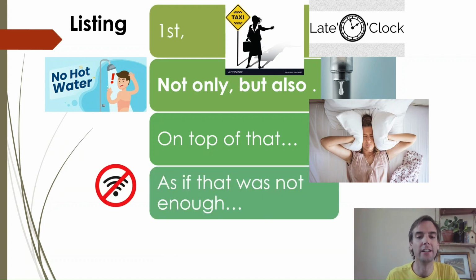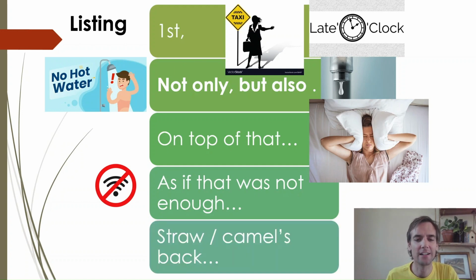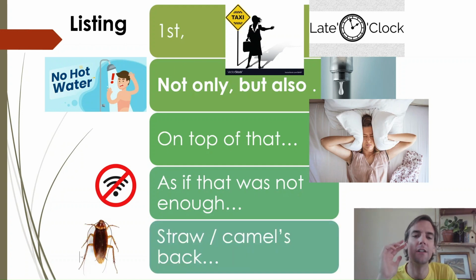And as if that was not enough, imagine that in the modern world. And then there's something with a straw and a camel's back. If you know this expression, trigger warning, that is a cockroach. You wouldn't want that in your hotel. This was the straw, and you might know that expression, which is a nice one for listing problems. So take a minute and try and write these sentences.